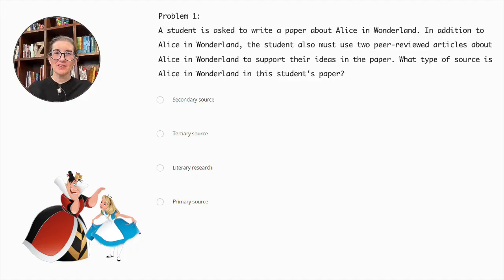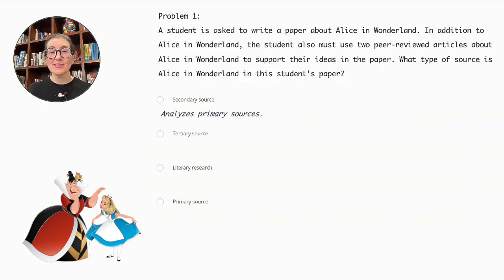Problem number 1. A student is asked to write a paper about Alice in Wonderland. In addition to Alice in Wonderland, the student also must use 2 peer-reviewed articles about Alice in Wonderland to support their ideas in the paper. What type of source is Alice in Wonderland in this student's paper? Secondary source, tertiary source, literary research, or primary source?